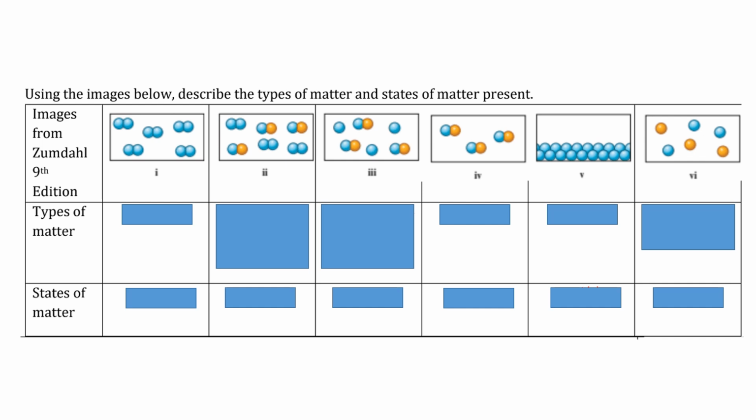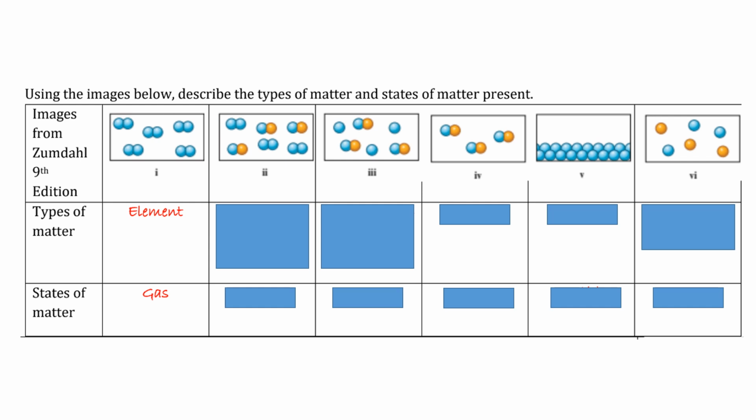Using the image below, describe the types of matter and the states of matter present. So we have these images here. Whatever type of matter it is, what's the state of matter? For example, the first one, it's considered an element because all of those are the same and identical. In each molecule, there's only one type of element present. So it's an element. The state of matter, based on how it's drawn, is a gas.